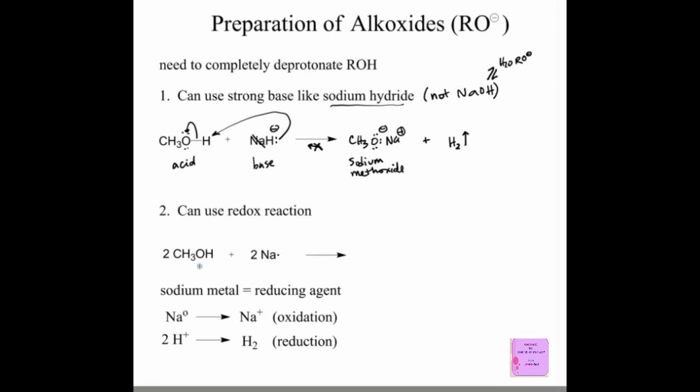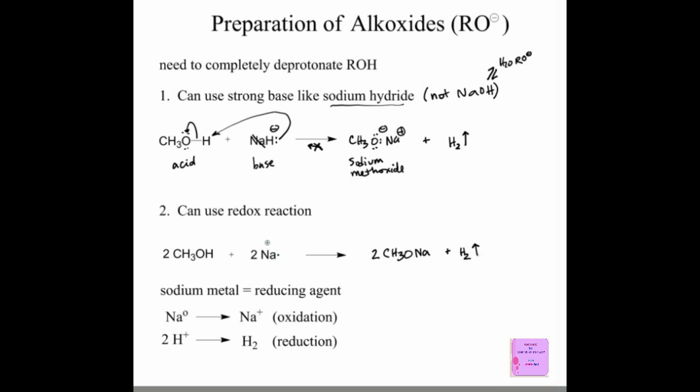Okay, if we were to react with an alcohol instead, what happens is we end up forming two equivalents of sodium methoxide and hydrogen gas. We actually get the exact same products out that we did in this acid-base reaction, but this mechanism is more complicated. It's not a simple proton transfer. It's an electron transfer. So we call those redox reactions.